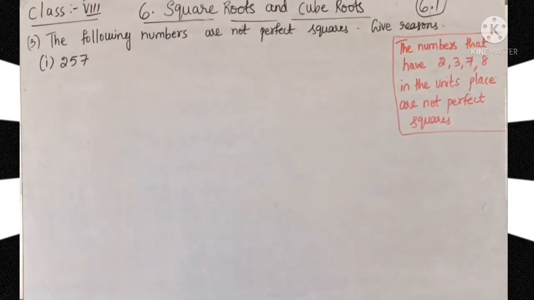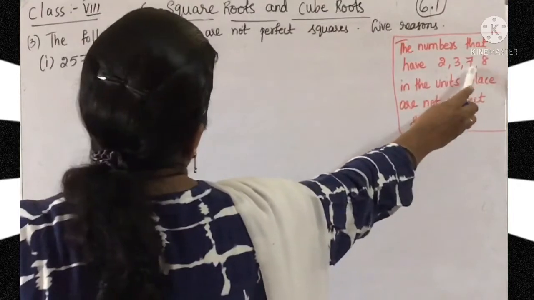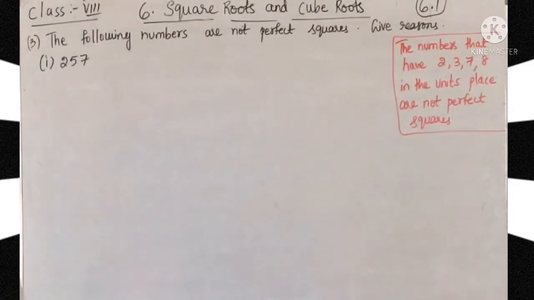Coming to third question, the following numbers are not perfect squares, give reason. So already they are giving not perfect square, what is the reason? I have discussed the properties of square numbers, children. In that, the numbers that have 2, 3, 7, 8 in the units place are not perfect squares. Very, very important. If the units place of any number is 2, 3, 7 or 8, then we can blindly say they are not perfect squares.